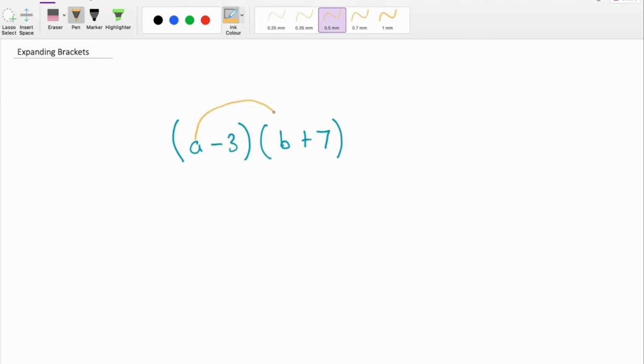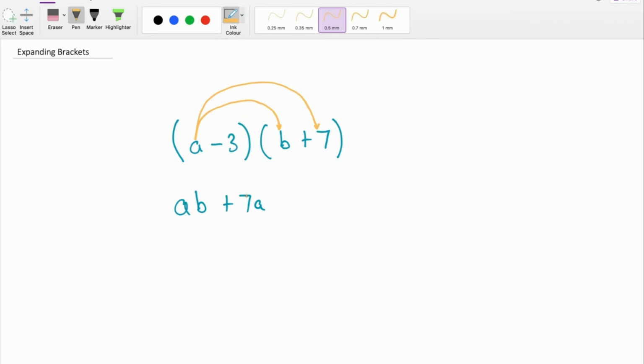A times b is what we do first, which will give us an answer of ab. Next, we do a times 7, like this. A times 7 gives us plus 7a. That is the first half of the expansion done.